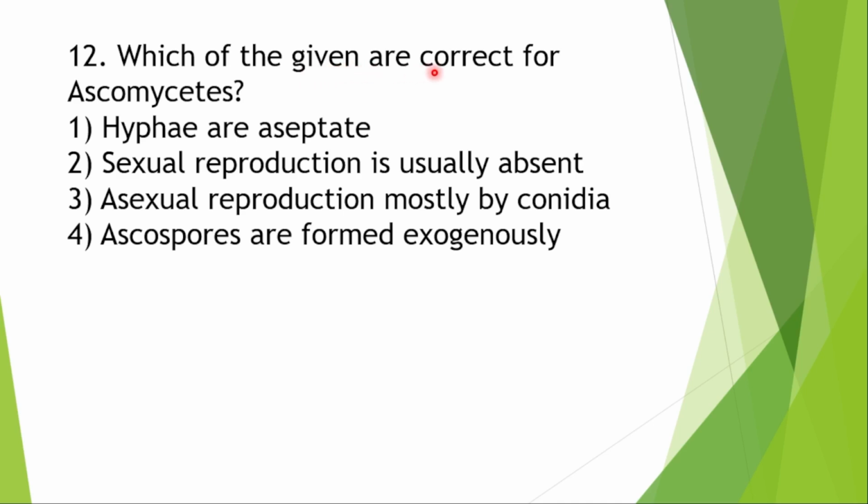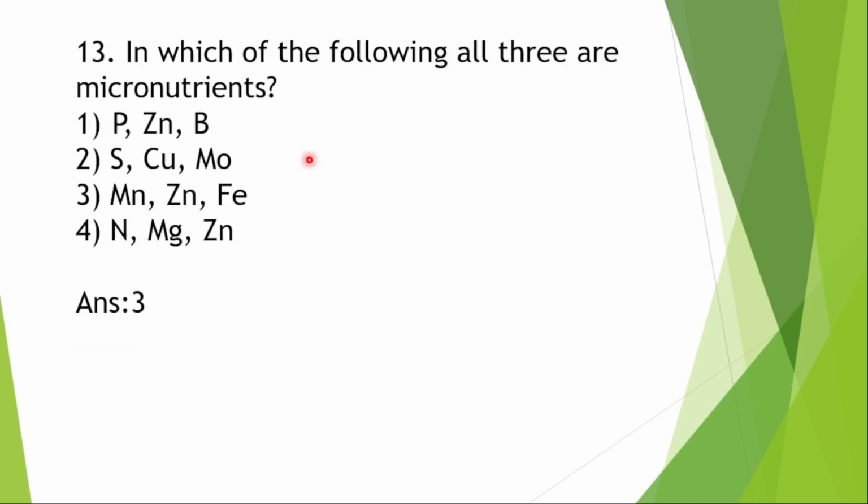12th one, which of the given are correct for the ascomycetes? First one, hyphae are septate. Second one, sexual reproduction is usually absent. Third one, asexual reproduction mostly by conidia. Fourth one, ascospores are formed exogenously. And then right option is option 3, asexual reproduction mostly by conidia.